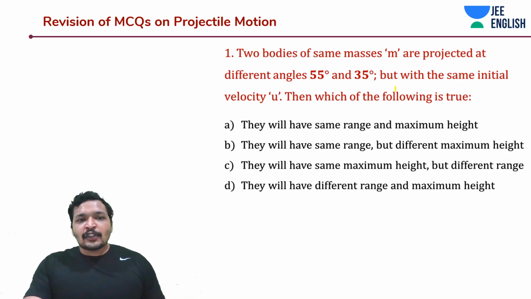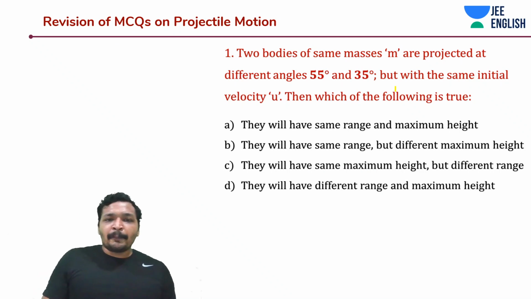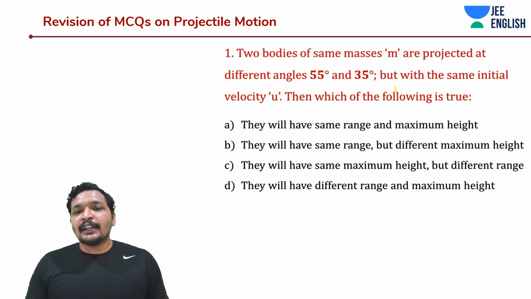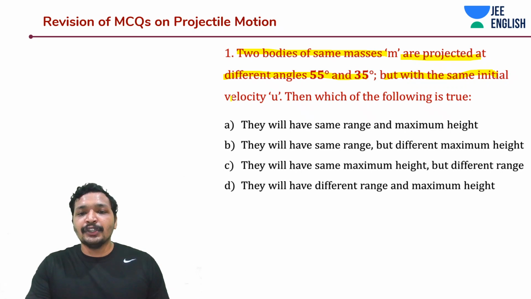So now we'll solve some MCQs or some short problems on projectile motion, guys. These are some tricky problems and I'll tell you how to solve them very easily. So this is the first question, and it says that two bodies of same mass m are projected at different angles 55 and 35 degrees but with the same initial velocity u. Then which of the following is true?